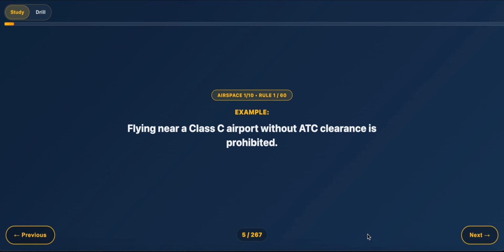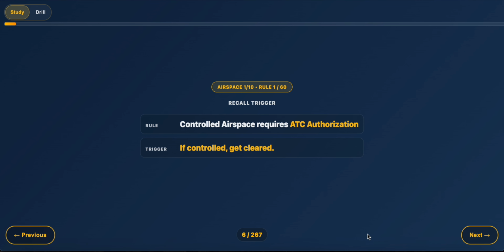Here's an example. You're operating near a Class C airport. No authorization has been issued. That operation isn't permitted regardless of visible traffic. Here's the trigger phrase. If controlled, get cleared. Short and deliberate because that's how decisions are made under pressure. One note, airspace questions usually break down when the airspace itself has not been identified first. The order matters.